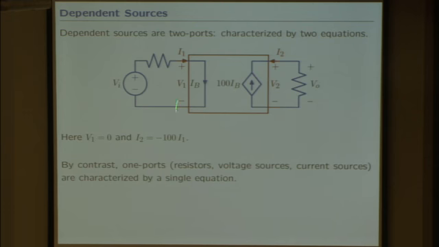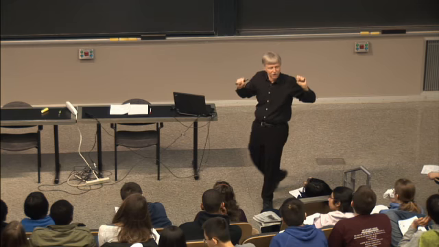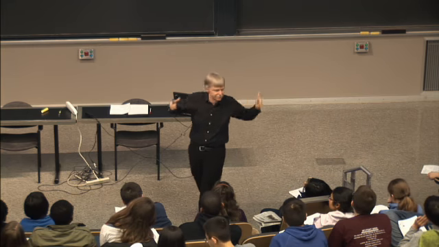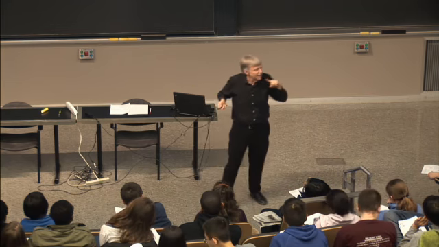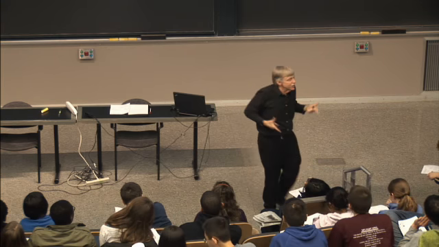And there are now 2 equations. For that 2-port, I've got 2 voltages and 2 currents. There's the voltage across the left part, the voltage across the right part, the current through the left part, and the current through the right part. With the elements we've thought about before, I had 1 voltage across it and 1 current through it. Now I've got 2 voltages across it and 2 currents. It's kind of twice as big. Not surprisingly, it takes twice as many equations.